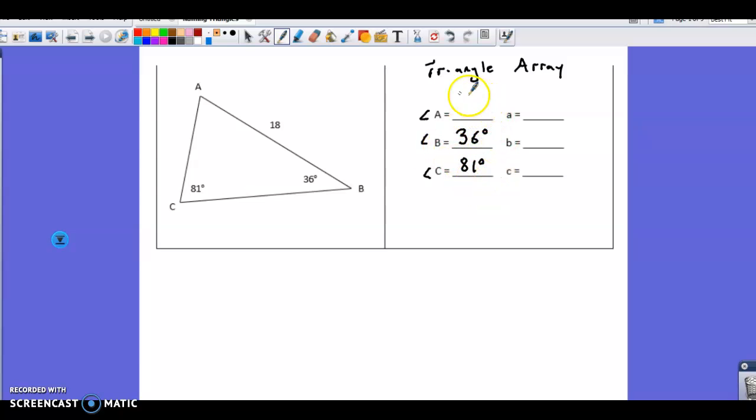And so whenever you have two angles in a triangle, you always have the third angle by just doing 180 minus the other two, because they have to add up to 180. Some people like to add these two angles together first and subtract them from 180. I just do 180 minus 36 minus 81, so that's 63 degrees.